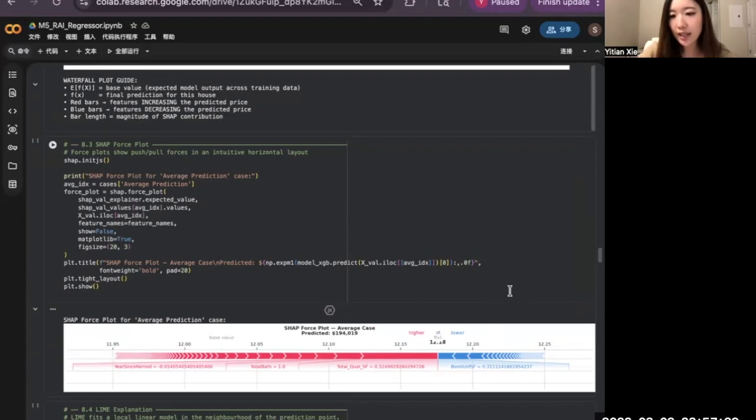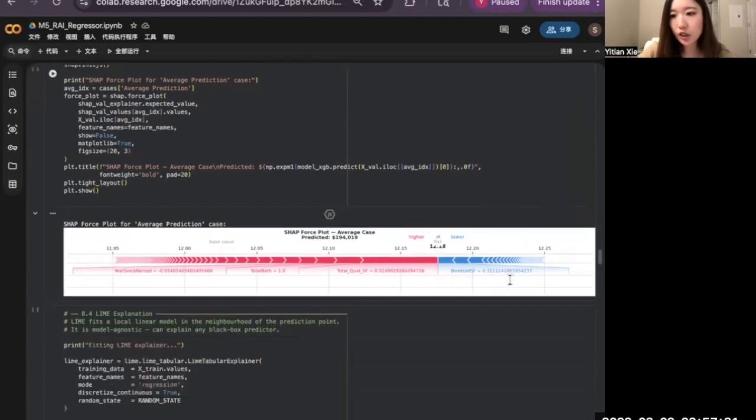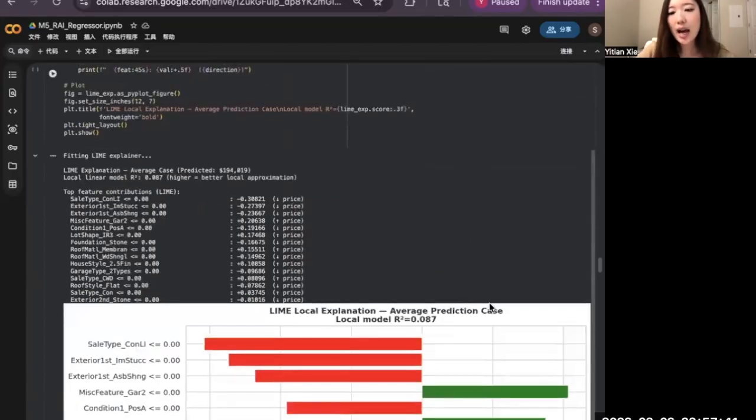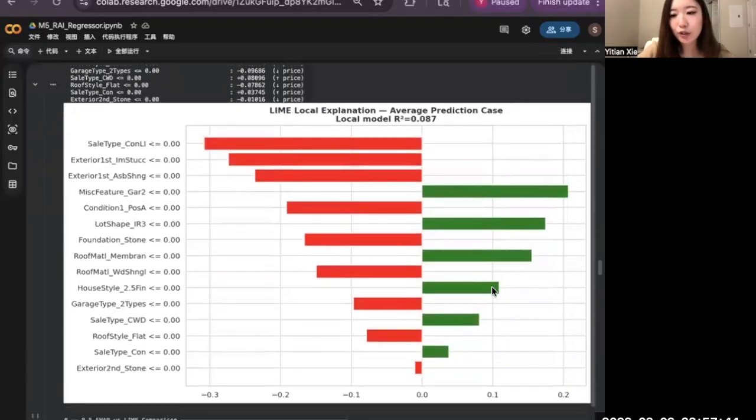In addition, I implemented LIME explanations, which approximate the model locally using a simpler interpretable model. And to increase confidence in the explanations, I compared SHAP and LIME results for the same instance. Although the two methods use different approaches, they identified similar influential features. Using multiple explanation methods improved the interpretability and transparency.